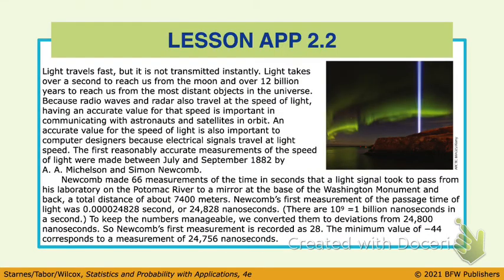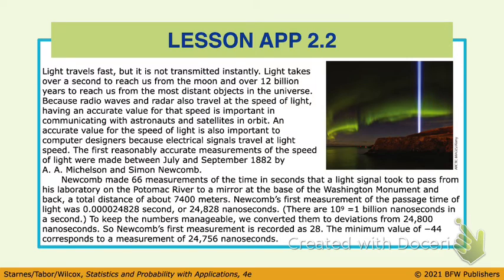All right, let's look at our application problem. Light travels fast, but it is not transmitted instantly. Light takes over a second to reach us from the moon, and over 12 billion years to reach us from the most distant objects in the universe. Because radio waves and radar also travel at the speed of light, having an accurate value for that speed is important in communicating with astronauts and satellites in orbit.